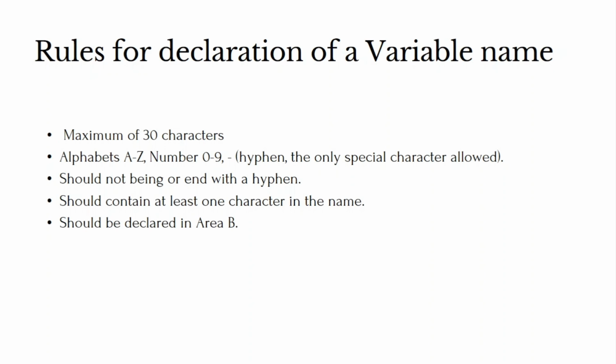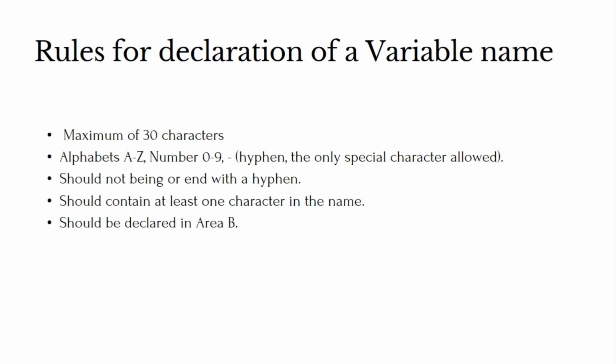Rules for declaration of a variable name. We can define a variable name which can be a maximum of 30 characters long. And we can use alphabets A to Z, numbers 0 to 9. Only the special character hyphen we can use. No other special character is allowed. A variable should not end with the hyphen. And a variable should contain at least one character in the name. And as I said, variables we can declare in area B only.